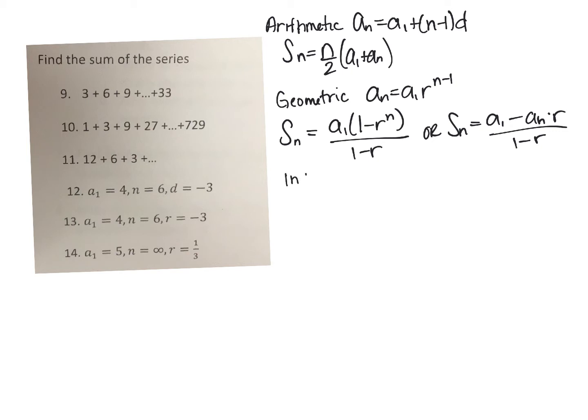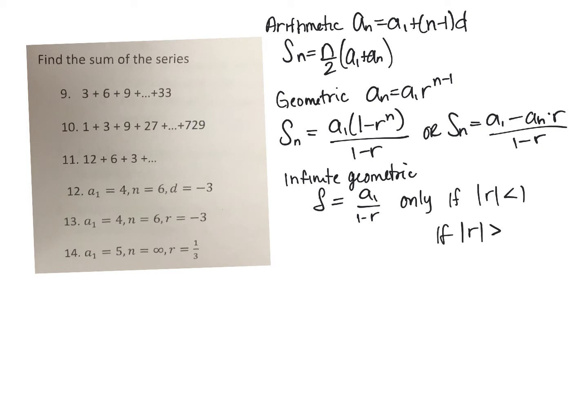And then our infinite geometric is S equals a1 over 1 minus r, only if the absolute value of r is less than 1. So r has to be between -1 and +1. If it's greater than 1 or less than -1, there is no sum. If the absolute value of r is greater than 1 or equal to 1, there is no sum.